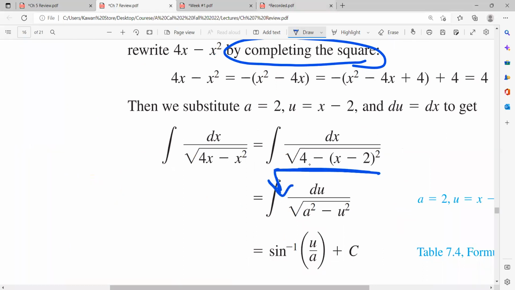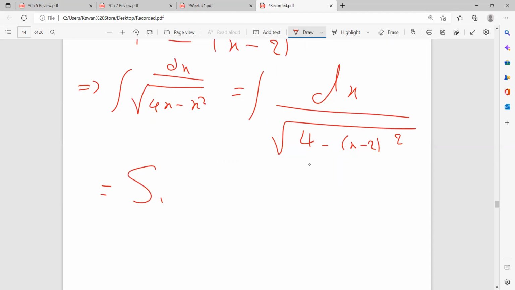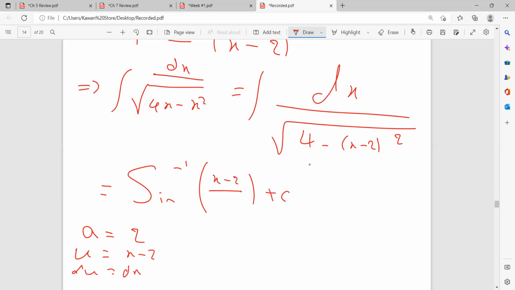Now directly I say it is equal to sine inverse. Where's a? Where's u? Where's du? Everything is good. We don't need to balance u du. So everything is good. I say u over a plus C. Am I right?